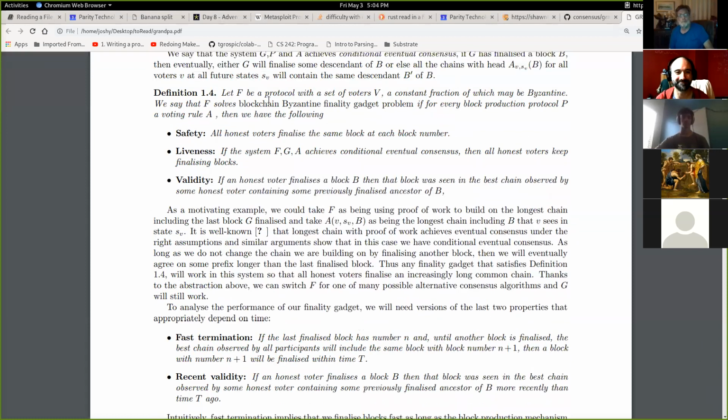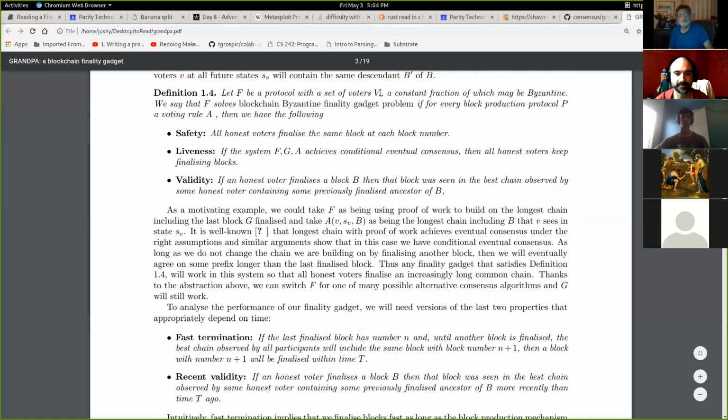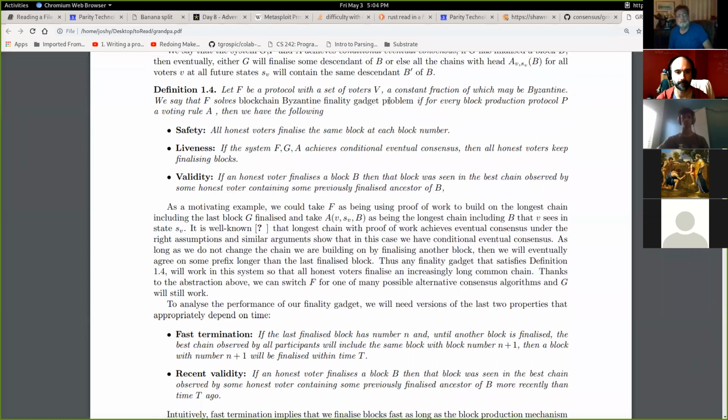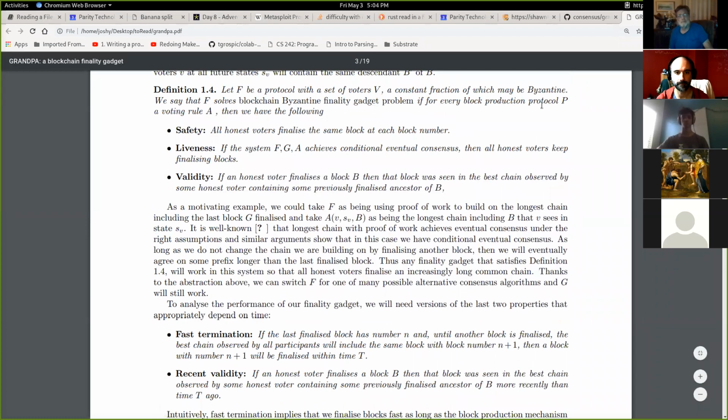So, all right, let F be a protocol with all these voters. Some of them might be Byzantine. F solves the blockchain Byzantine finality gadget problem, which I think is what they were just defining earlier, if for every block production protocol P and voting rule A, we have the following. All honest voters finalize the same block at each block number.